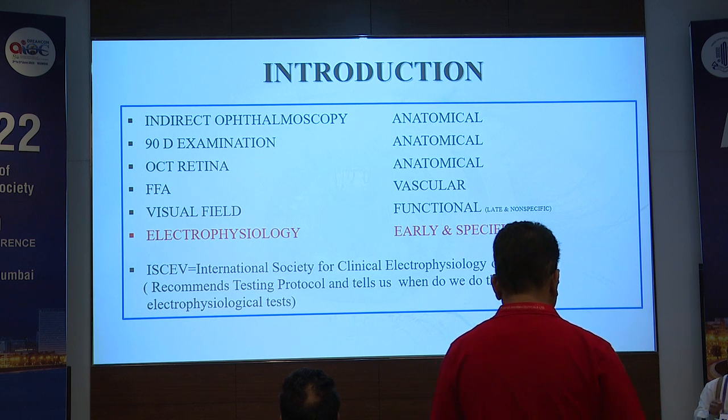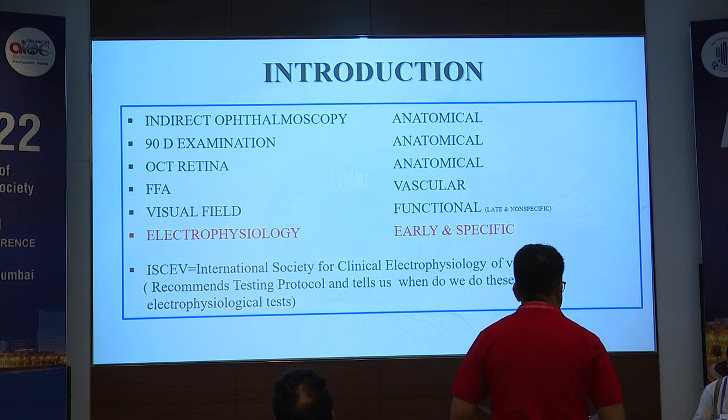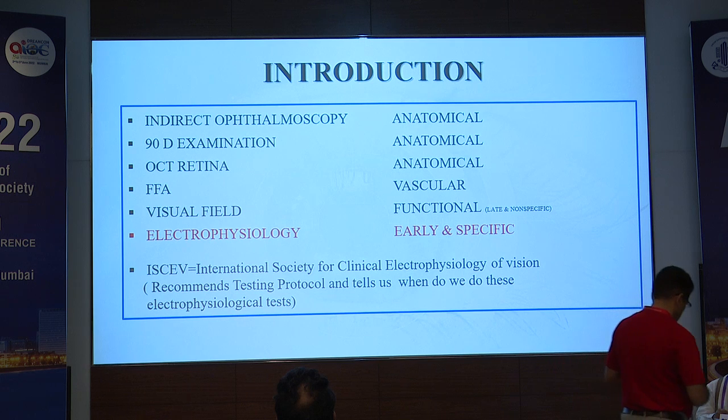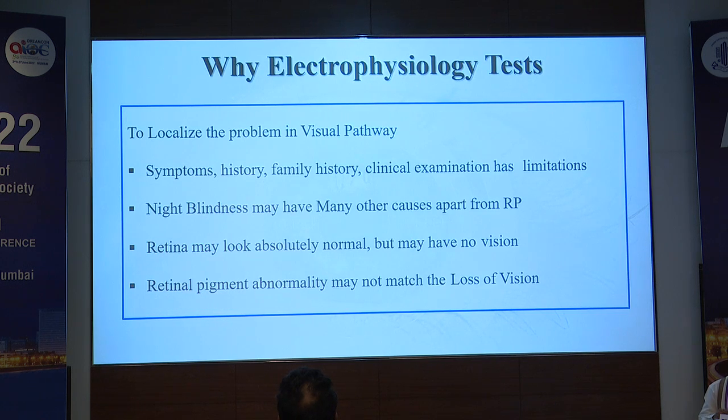There are different methods of examining the eye, and some give us anatomical information, some functional, but electrophysiology gives us the early and specific diagnosis. There is an International Society for Clinical Electrophysiology of Vision that recommends testing protocols and tells us when we do these electrophysiological tests. Now, why are electrophysiological tests needed? It is to localize the problem in the visual pathway.